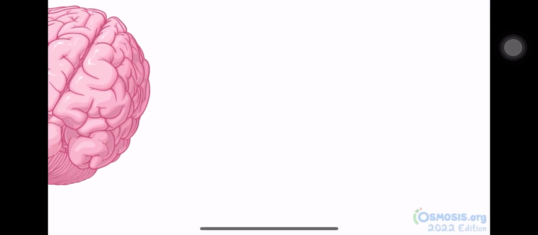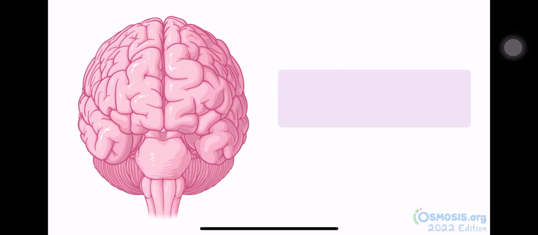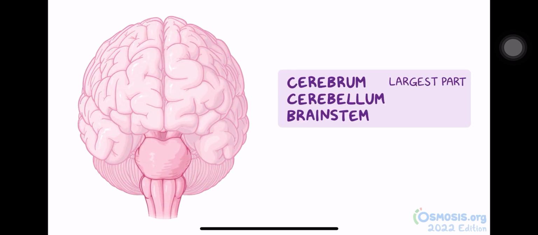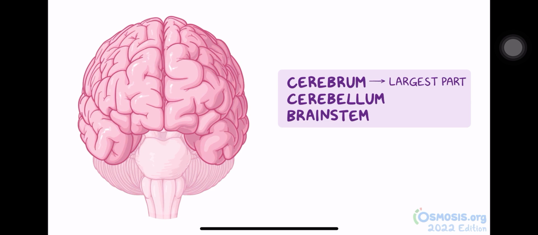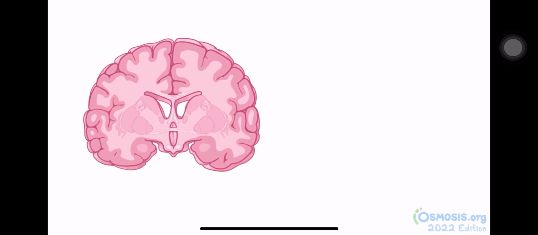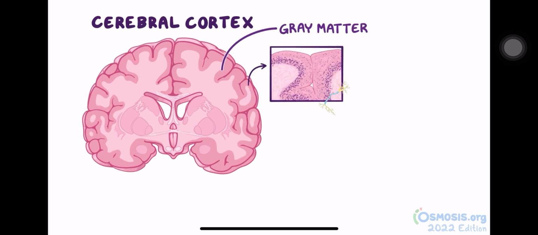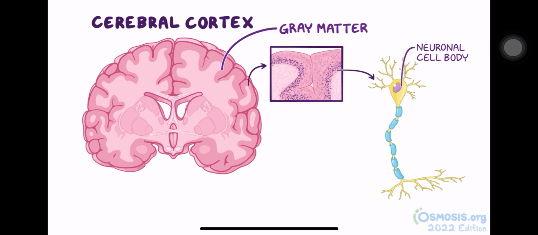Our central nervous system consists of three major parts: the cerebrum, the cerebellum, and the brainstem. The largest part is the cerebrum, which consists of two nearly symmetrical halves called the cerebral hemispheres. If we were to cut through the cerebral hemispheres in the coronal plane, we would see that the outermost area is the cerebral cortex, which consists of gray matter that contains billions of neuronal cell bodies.